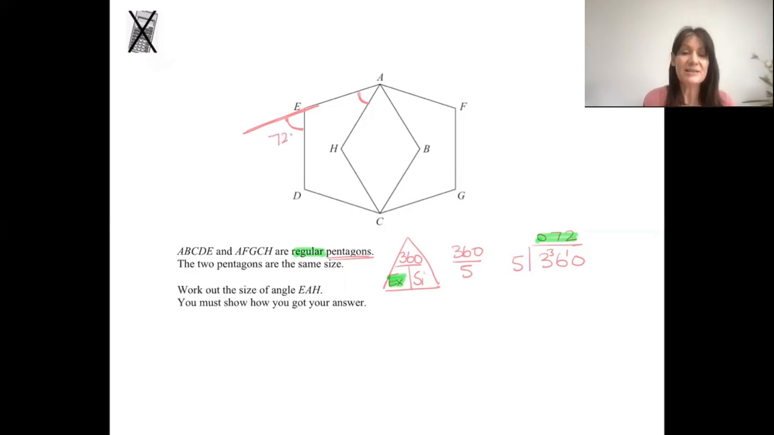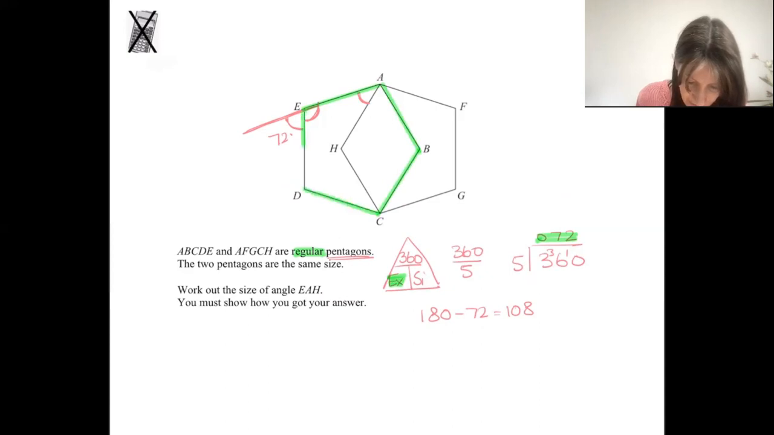And because the exterior does sit on a straight line, it means that we can find the interior now really, really easily. So we know that this inside here is 108. But we've got to show everything, so 180 take away 72 is 108. Now, I need to draw this in a way that helps me, okay? So I'm going to highlight the pentagon that has the angle we want to find.